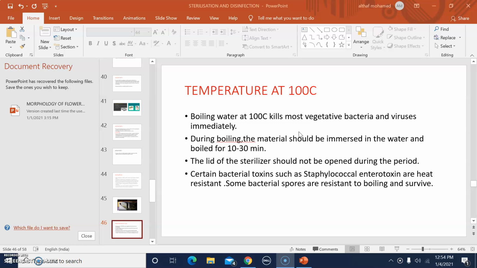during the boiling period. Using this method, certain bacterial toxins such as staphylococcal enterotoxins, which are heat resistant, and also some bacterial spores, which are resistant to boiling, can survive. So this is the main disadvantage. Most of the spore forming forms, and also enterotoxins, are not easily destroyed using this method.